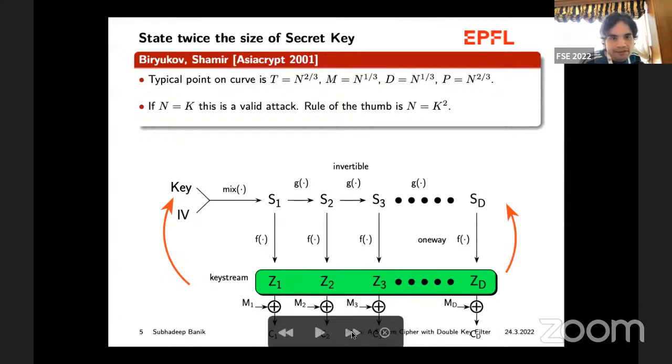Now, if capital K is the size of the key space, and capital N equals capital K, which is the size of the internal state is equal to the size of the key, then this, of course, is a valid attack because both the online and the offline complexities are less than K, which we understand to be the complexity of exhaustive search. So a rule of thumb was to set N equal to K squared. This way, it was not possible to find a point on this curve where both the online and the offline complexities would be less than K.